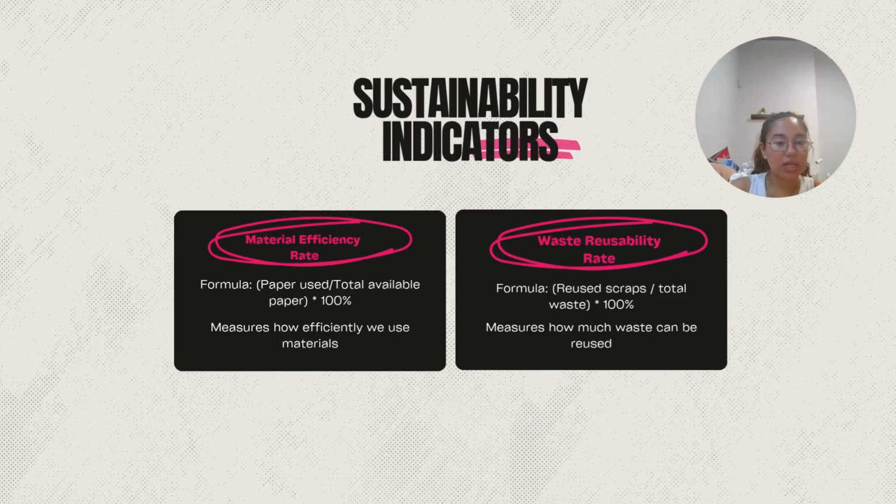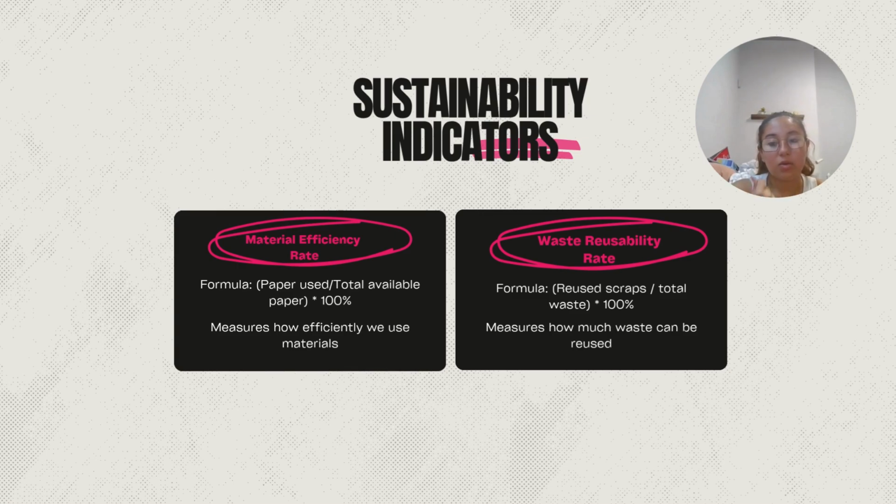Now, to evaluate our sustainability performance, our team can monitor two key indicators. The first is the material efficiency rate, which is MER, the percentage of paper used from the total available material. This will help us understand how efficiently we're using our resources, and the formula is paper used divided by the total available paper times 100%.